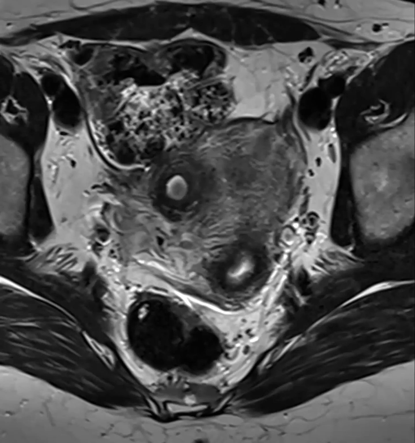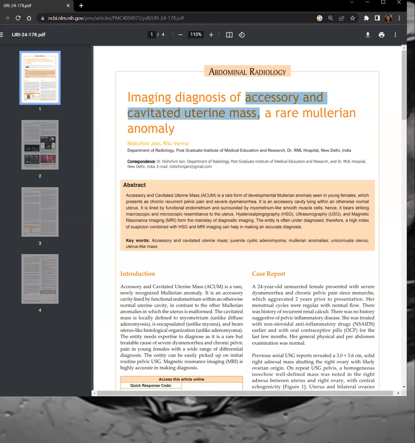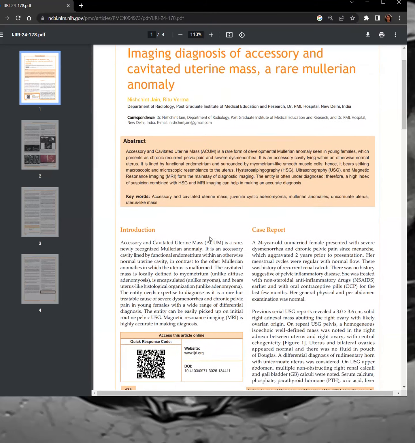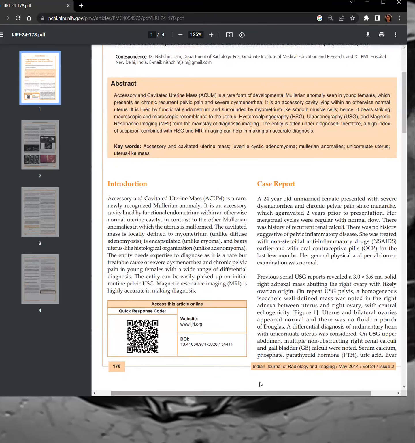That's all I got. All right, so this is an accessory cavitated uterine mass, ACUM. Tell us more. So it's like a separate uterus, but it's completely closed off. Is it kind of like a rudimentary horn? Yes, but the rest of the uterus looked normal, so I wasn't thinking unicornuate uterus with a rudimentary horn. No, it's a separate developmental anomaly. It is rare and newly recognized.